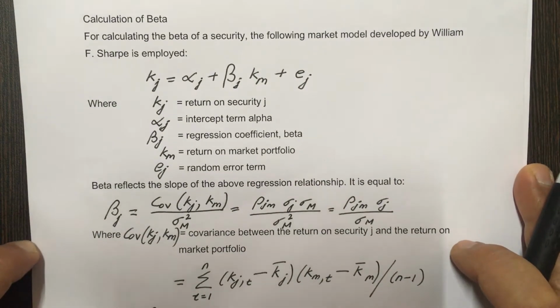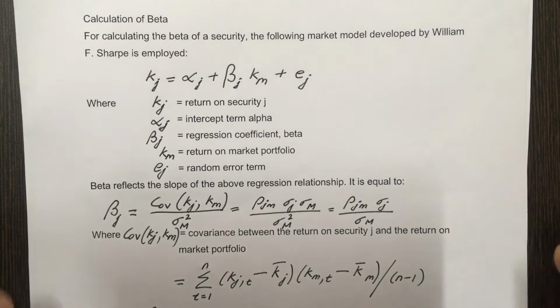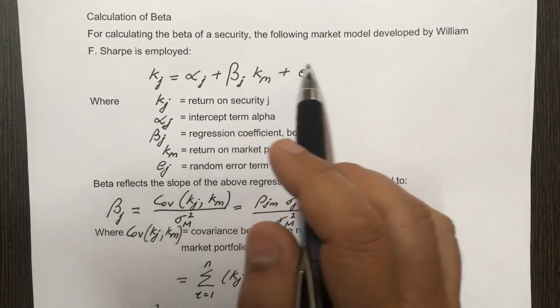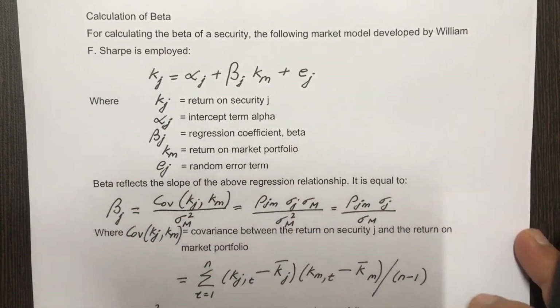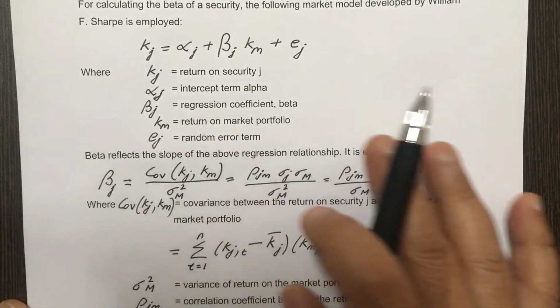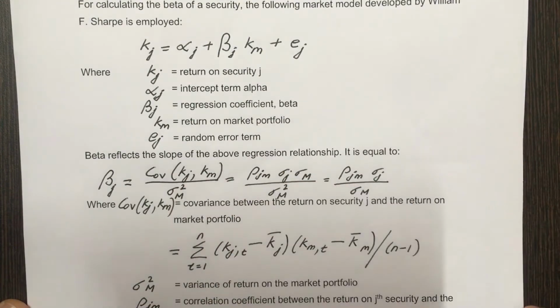Friends, in this video we will see how to compute beta. Remember, beta represents the non-diversifiable or systematic or market risk. Now, for calculating the beta, the following market model developed by William F. Sharpe is employed.